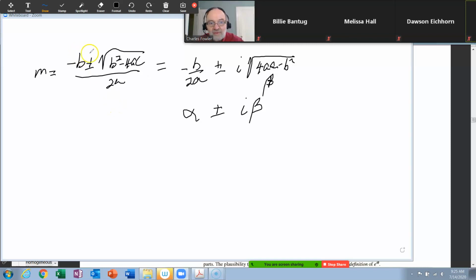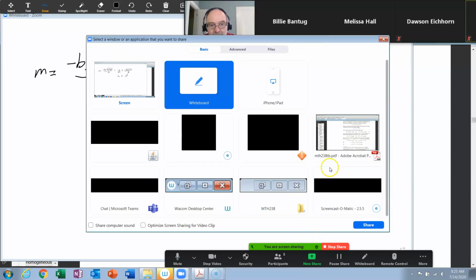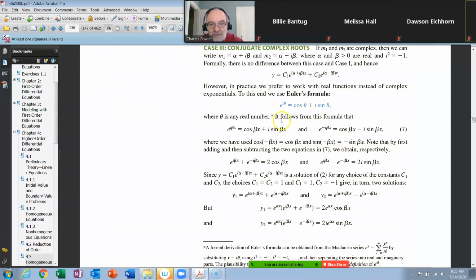Okay, so let's go back to here, and that's where this alpha and beta come from. Alpha plus I beta and alpha minus I beta. Remember, it was alpha plus or minus I beta. So one of them's a plus and one's minus. There's your M. Two distinct solutions, but they're complex conjugates of each other. Okay. Now this is of the auxiliary equation, the M's. Okay, so you have two M's.